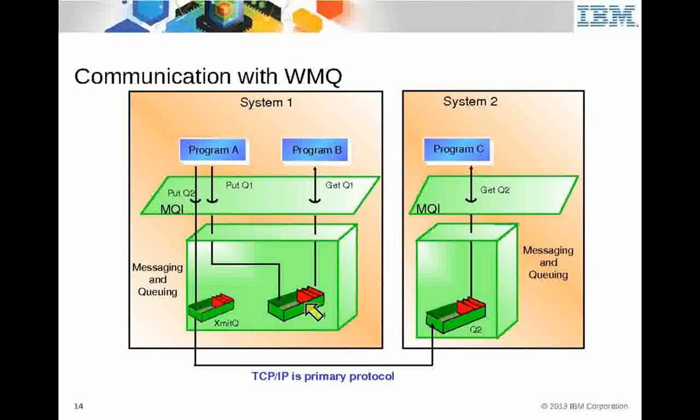However, if you wanted to put a message onto System 2 where Program C could get it, you would have to use an XMIT queue, a transmit queue, and you would put the message out there, and MQ would use TCP/IP as a protocol to get the message over to Q2 where Program C could get the message. That would be a remote queue manager. So System 1 messages back and forth between A and B are all local. Program A talking to Program C would be remote.